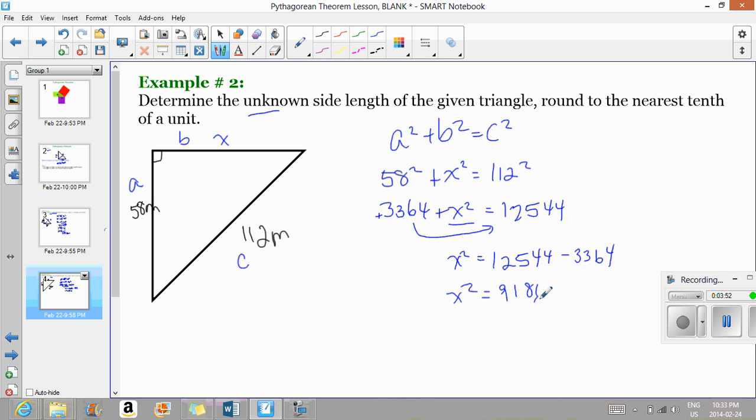9180. And going along the same lines as before, we're trying to get x by itself. So the squared needs to go to the other side, which is the square root of 9180. And so x approximately is 95.8 meters.